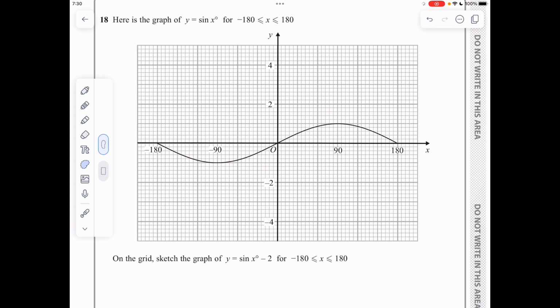In 18, we've got the graph of y is sine x between minus 180 and 180, and we need to sketch sine x minus 2. Well, this is a translation 2 units down, so we deduct 2 from y. So the origin will now be mapped to the point (0, minus 2). The cut at (minus 180, 0) will now be at (minus 180, minus 2), and so on. So we expect to see the full graph being moved 2 units down, and this is y is sine of x minus 2.